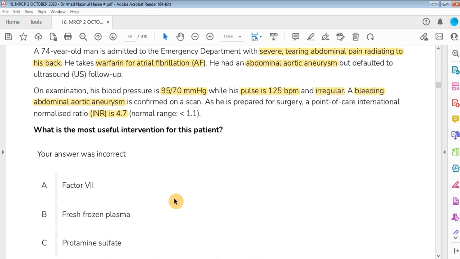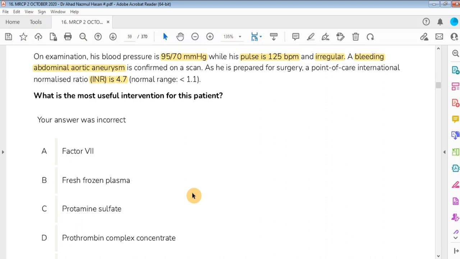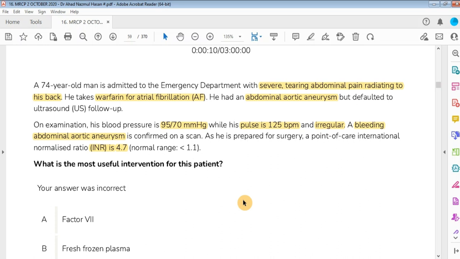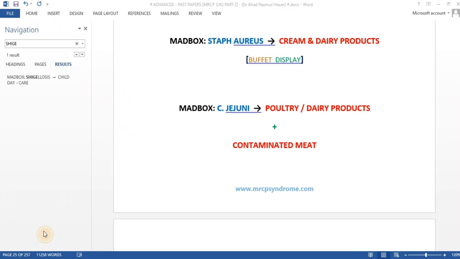As he is prepared for the surgery, a point of care international normalized ratio is 4.7. What is the most useful intervention for this patient? So diagnosis here? Yes, this is the case of warfarin-induced severe bleeding or warfarin-induced coagulopathy. So what should be the management in warfarin-induced coagulopathy? Prothrombin concentrate, sir.